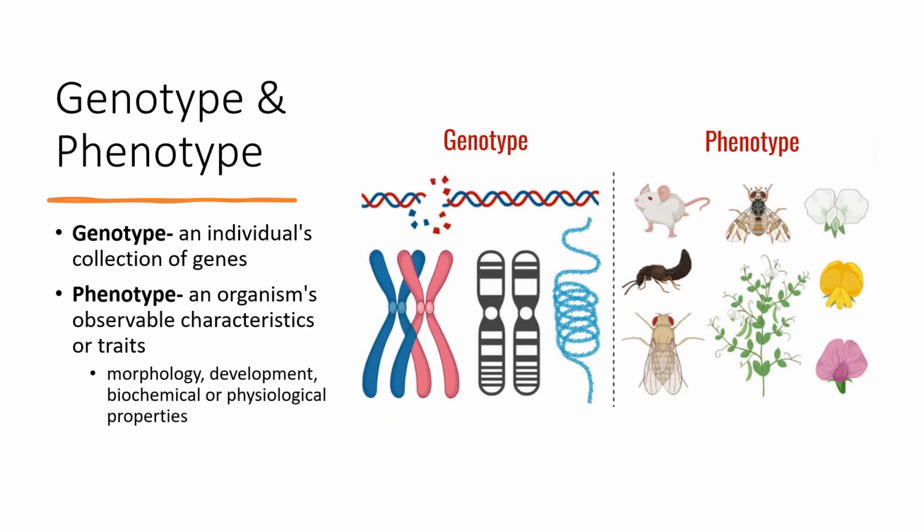This slide introduces one of the most important distinctions in genetics: genotype versus phenotype. Your genotype is your genetic blueprint, your collection of genes. Think of it as the instructions. Your phenotype is what actually shows up. These are the observable traits. So morphology, development, biochemical function, physiology, basically what the instructions produce after they interact with the real world.